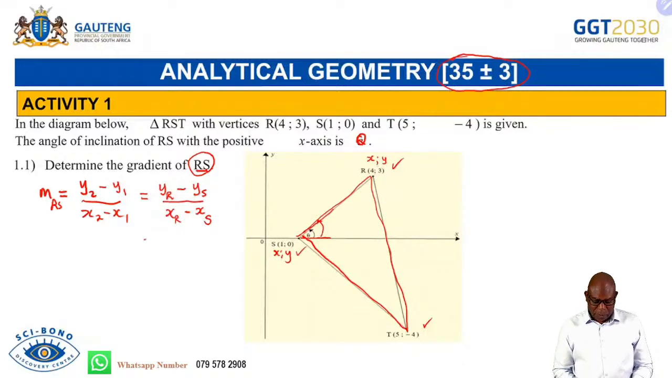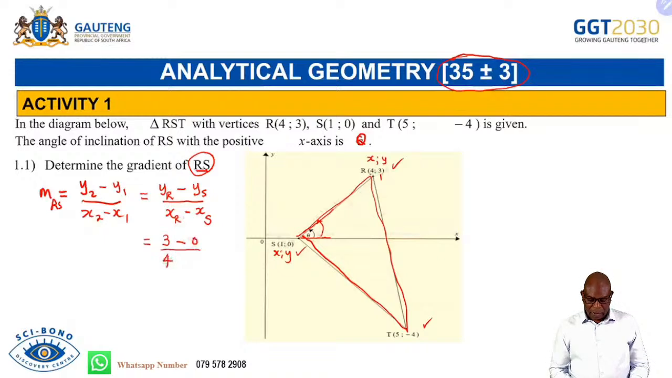So when I substitute, it becomes much easier. I'll go to R and look for y. The y value at R is 3, so I'm going to write a 3. And I'll go to S. My y value at S is 0, so I'm going to write a 0. Divided by, my x value at R is 4, so I'm going to write a 4.